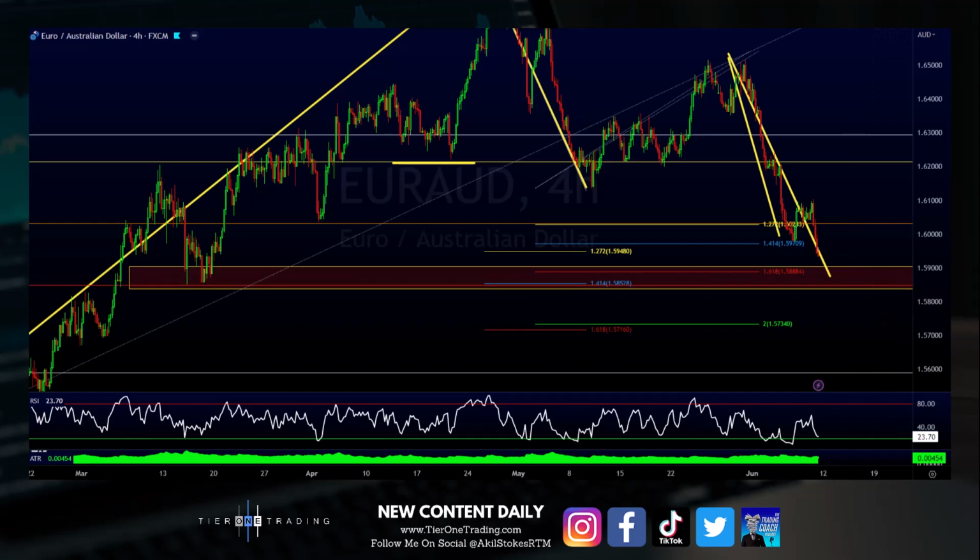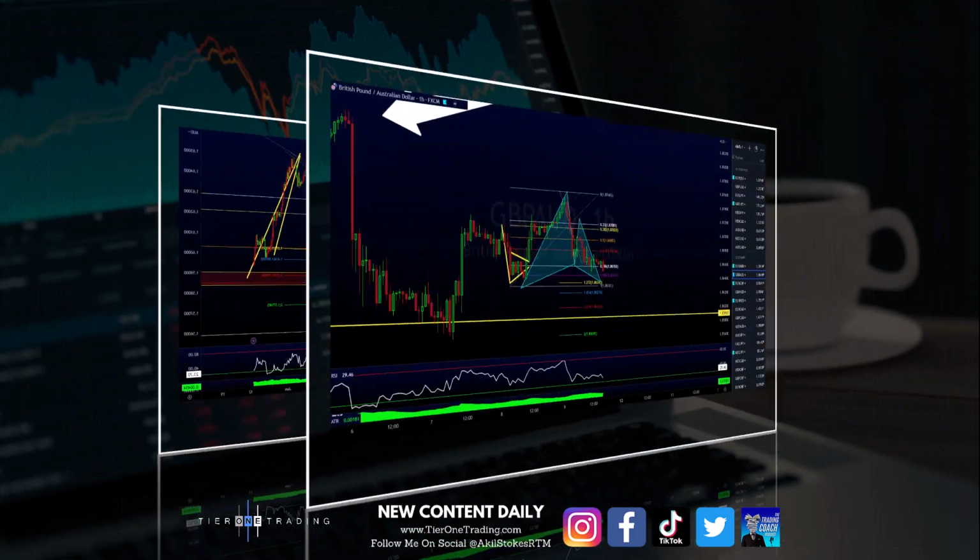So we'll be looking for price action to come down to this level, 159 even, nice even handled number there. And we'll see if we can get a nice little counter trend pop off of this zone.